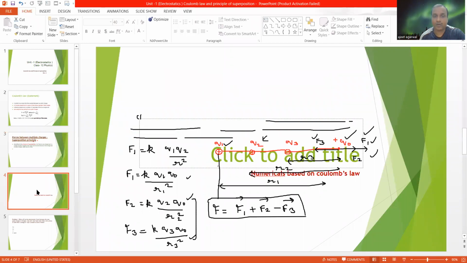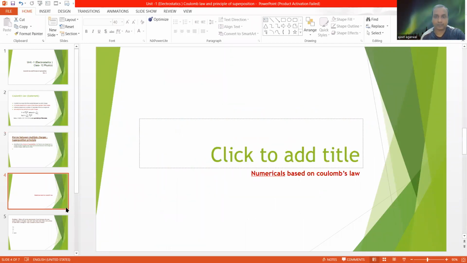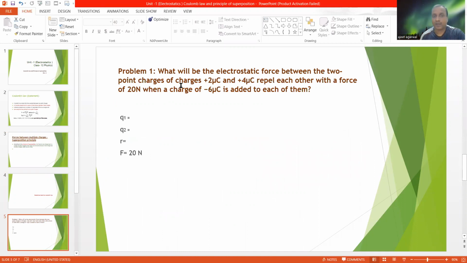Now come to numerical problems. The first numerical given is here. What will be the electrostatic force between two point charges of magnitudes plus 2 microcoulomb and plus 4 microcoulomb that repel each other with a force of 20 Newton? Understood? 20 Newton force is given initially. So first of all, you will make the data. So with a force of 20 Newton, when a charge of minus 6 microcoulomb is given to each of them.